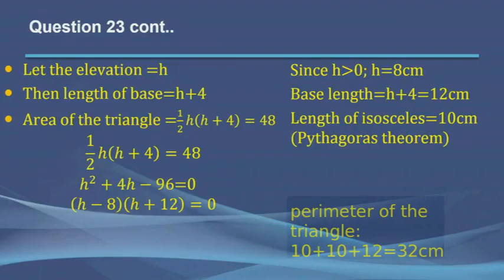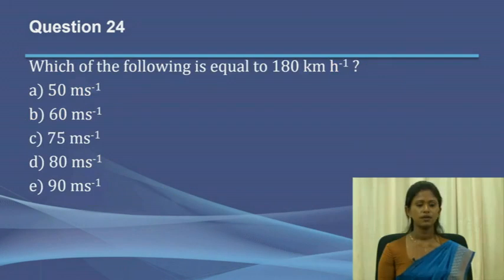What the question asks is to find the perimeter. Normally the perimeter means the addition of all the lengths of the sides. So the perimeter of the triangle is 2 times the equal side plus the base. That is 10 plus 10 plus 12, which is equal to 32, right?